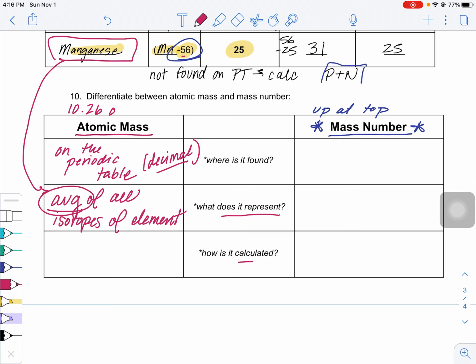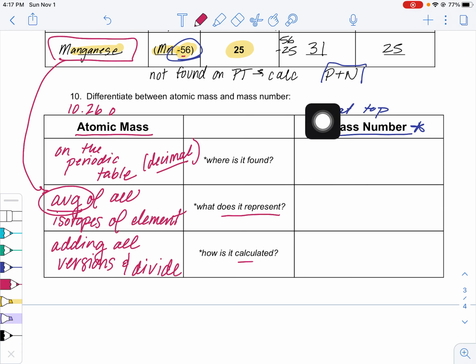So it's calculated, just like we said, by adding all versions or flavors and then dividing up by the number. I'm not going to ask you to ever calculate the atomic mass because it's there for us on the periodic table. But I might ask you to calculate mass number because it's looking at a very specific calculation of subatomic particles in the atom. So use the notes up top to fill in your details about mass number.